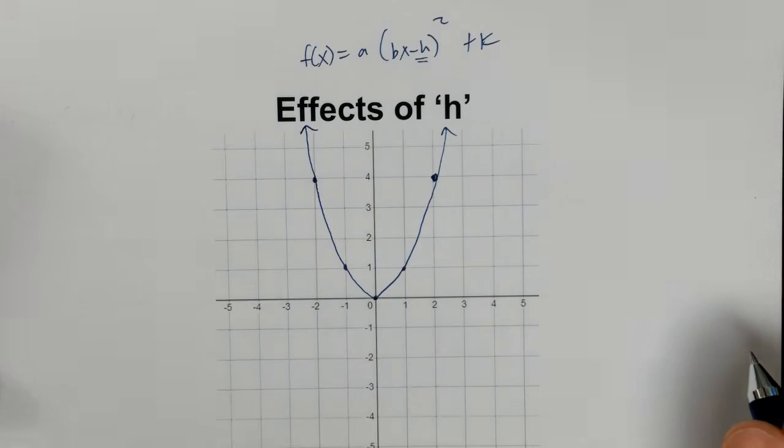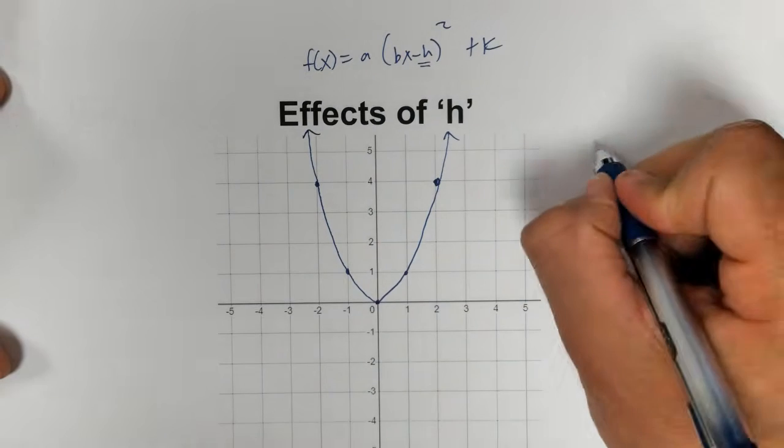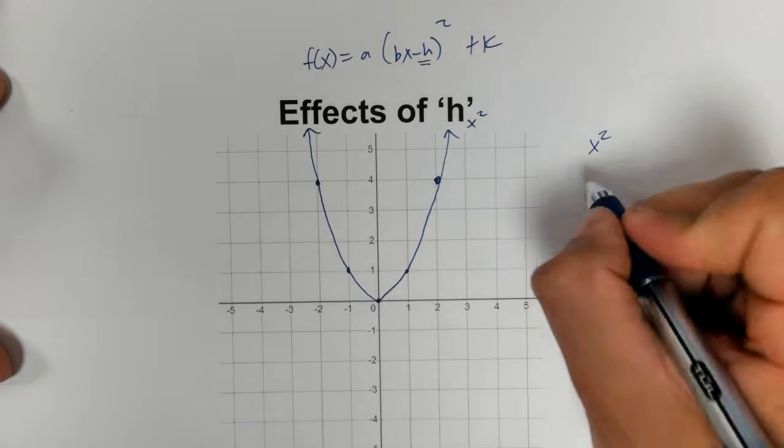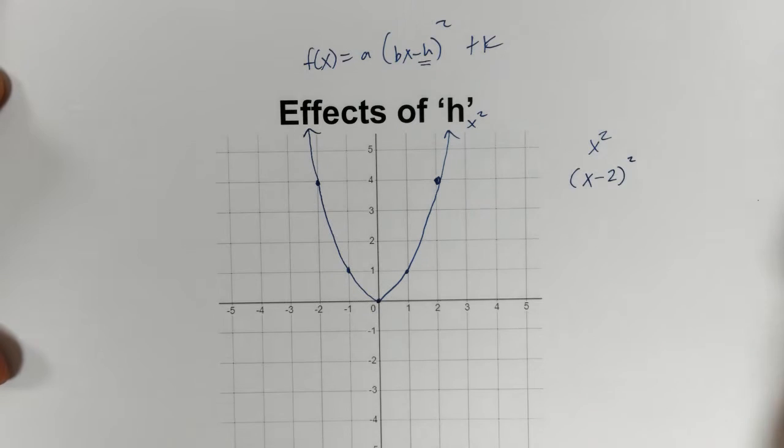What happens when I subtract a number? What is it going to do to the problem? Okay, so let's say that we have our parent function as just x squared, which is this one right here, right? Our parent function. What happens if we have x minus 2 squared?